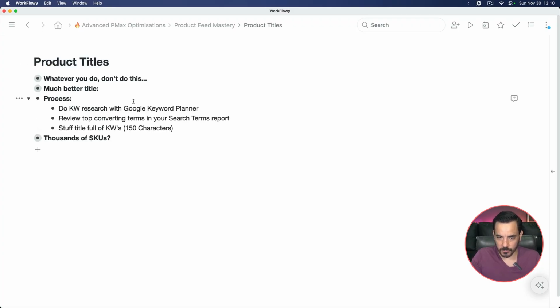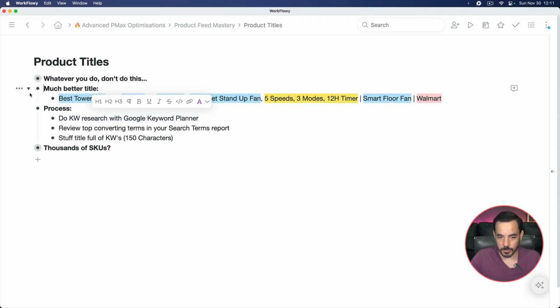Now, a process you can follow is do keyword research with Google Keyword Planner tool. So go into your Google Ads account, go into Google Keyword Planner and start punching in your main keywords, and then see what Google suggests as other high volume keywords within your niche. Look for things that are really relevant to your product that also get good search volume, and aim to get all of those things into your product title so that it starts to look a bit more like this.